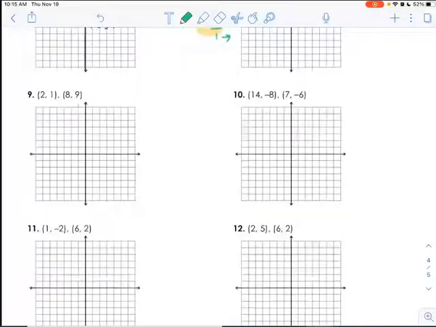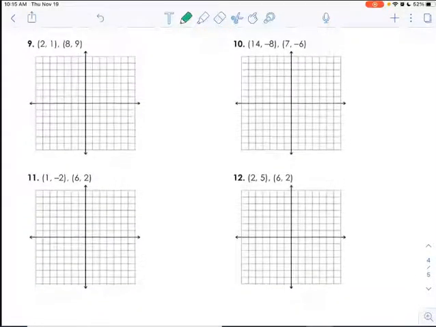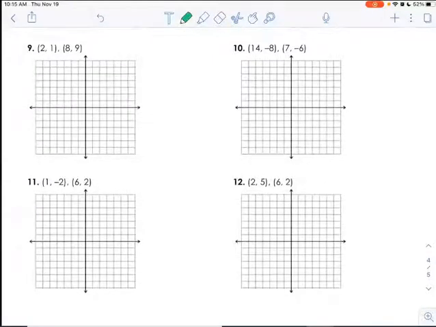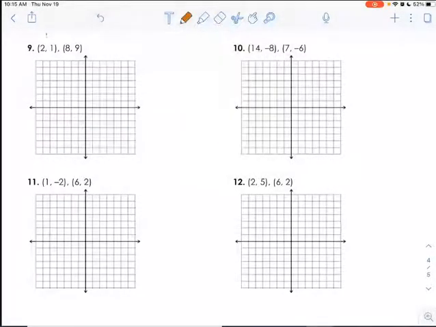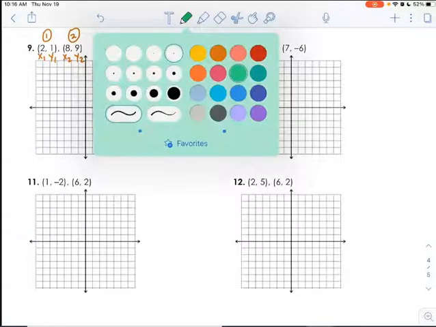So looking at number 9, we once again have 2 points. If you're writing these by hand, make sure you write number 9 and you write the points 2, 1 and 8, 9. The first thing that I'm going to do is label my points. Here's point number 1. So I have x1, y1. And this is point number 2. So this is x2, y2. Step 1 is done. I'm ready to use my slope formula.